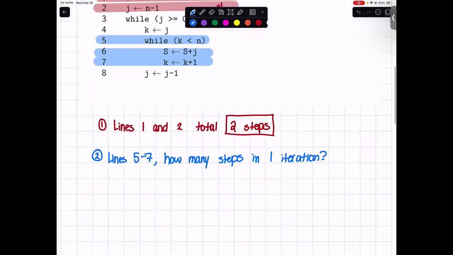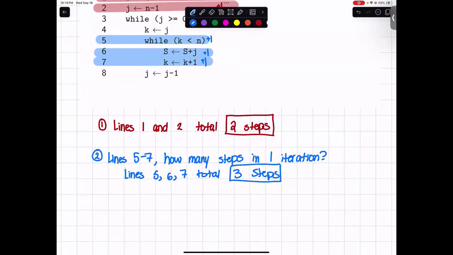All right, so we can see we have +1, +1, +1. So lines 5, 6, and 7 total 3 steps. We also want to make sure that we don't forget that there will be that extra +1 when while is false. +1 on line 5 when while is false. So that's going to come in at the end.